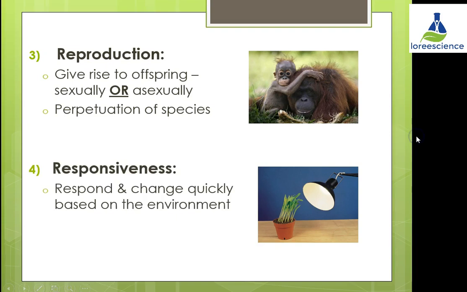The fourth characteristic is responsiveness. And this is the ability to respond or change quickly based on the environment. That is the key, responsiveness is a quick change. So we can see in this image that the plants move towards the light. Now for a plant, that is a quick movement. Humans, however, you might step on a tack and pull back your foot very quickly because the environment that you were in, something sharp was under your foot. So responsiveness is a very quick change for that organism.